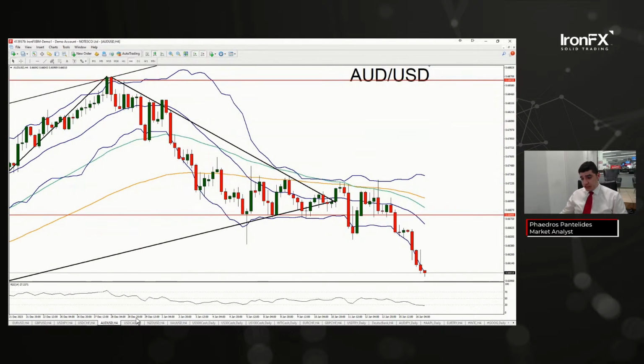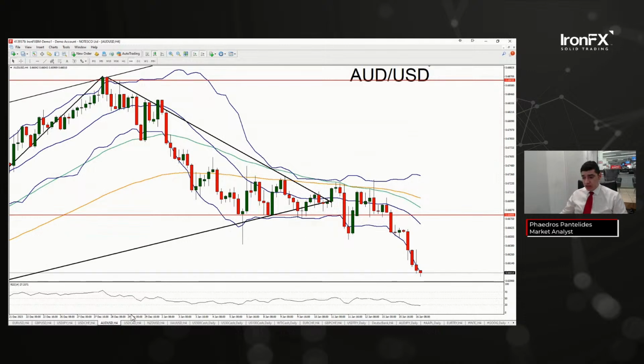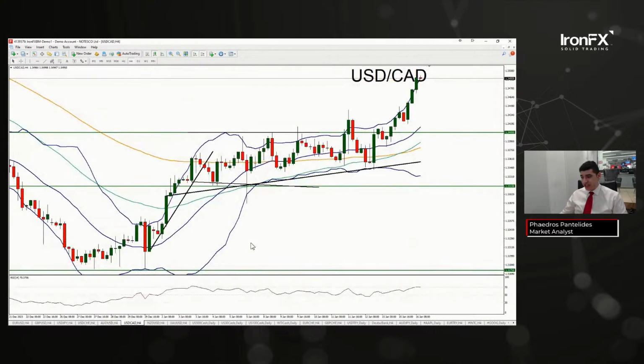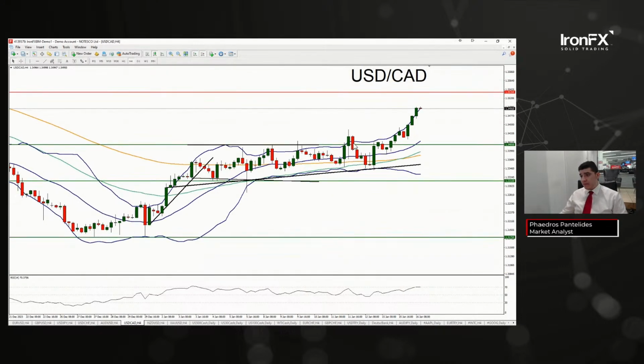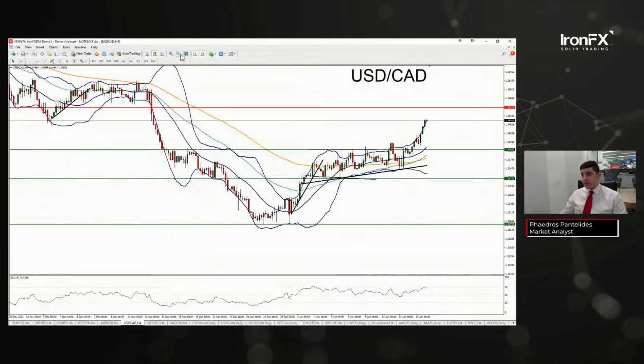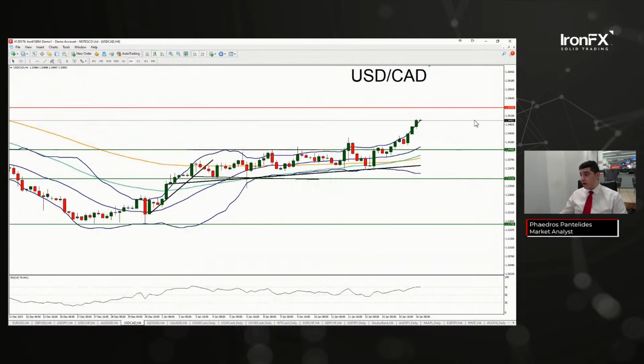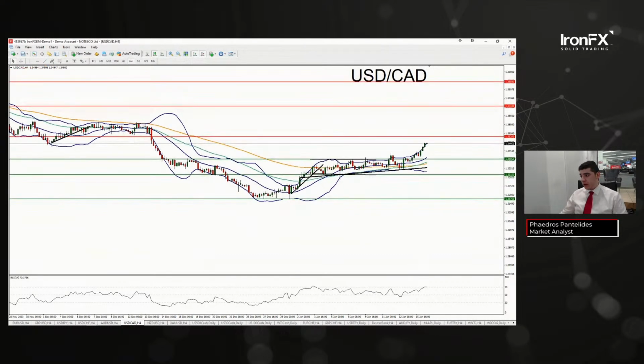In terms of the US dollar against the Canadian dollar, we note that the CPI rates are due to be released later on today and may show an acceleration in inflationary pressures. But for now, the pair appears to be moving in an upwards fashion. RSI at 70, so strong bullish market sentiment for the pair. Target of R1, 1.3530. Next target R2 at 1.3710. And then lastly R3, 1.3850.